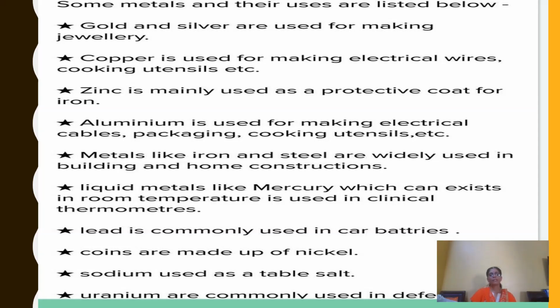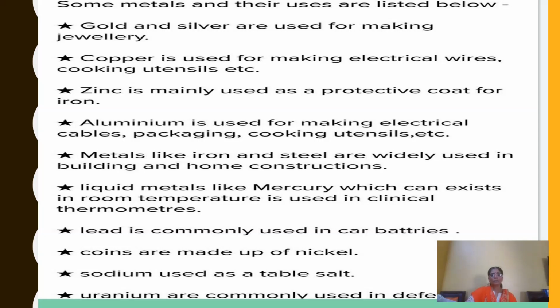And sodium metal, as we know, is a very reactive metal. It is used in table salt, that is sodium chloride, NaCl, which we call common salt. So sodium is used for making table salt. Now next is uranium. Uranium is commonly used in defense, to make atomic weapons, nuclear weapons, etc. So this way, if you keep discussing uses of metals, we can discuss a lot.